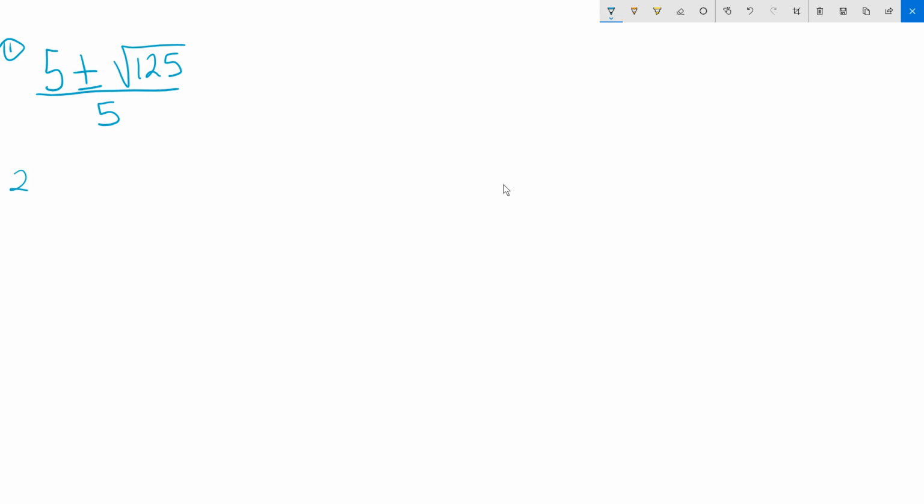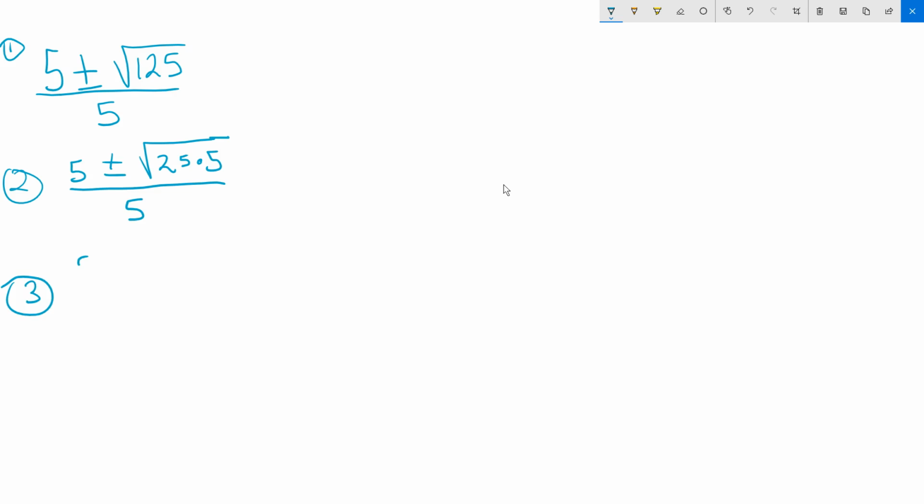So the first step is you take the root symbol and a value under it, and you focus on that. So I'm going to put 5 plus or minus, you copy the plus or minus, and then under the root symbol, you try to express that 125, so it shows the largest possible perfect square. So for example, I'm going to write this as follows. I'm going to say 25 times 5. Then you continue, so you copy the 5 on the bottom, step 3.